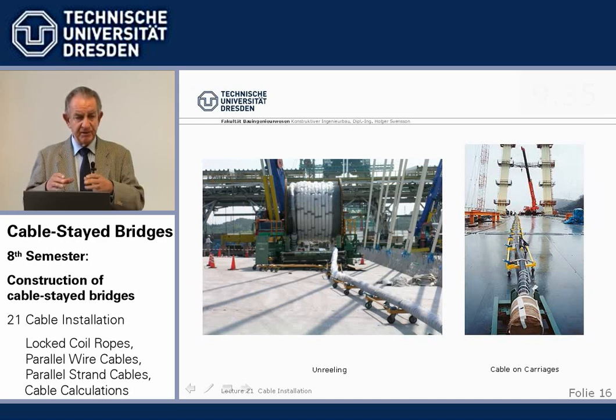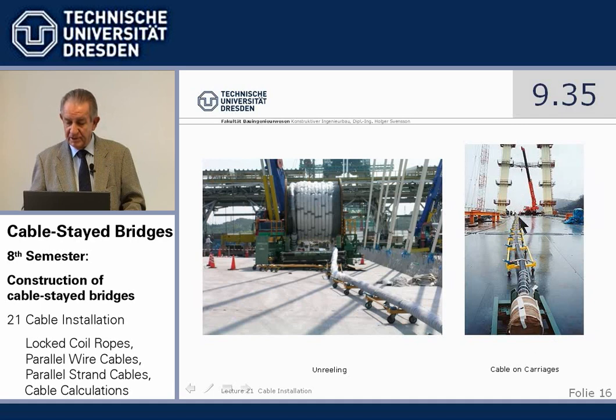However, this PE polyethylene pipe is a little bit more sensitive than the steel-only locked coil ropes. Therefore, we have to be a little bit more careful when installing. That's why we, first of all, lay it out on some movable carriages. We must always be very careful not to bend it too strongly, then it may burst.